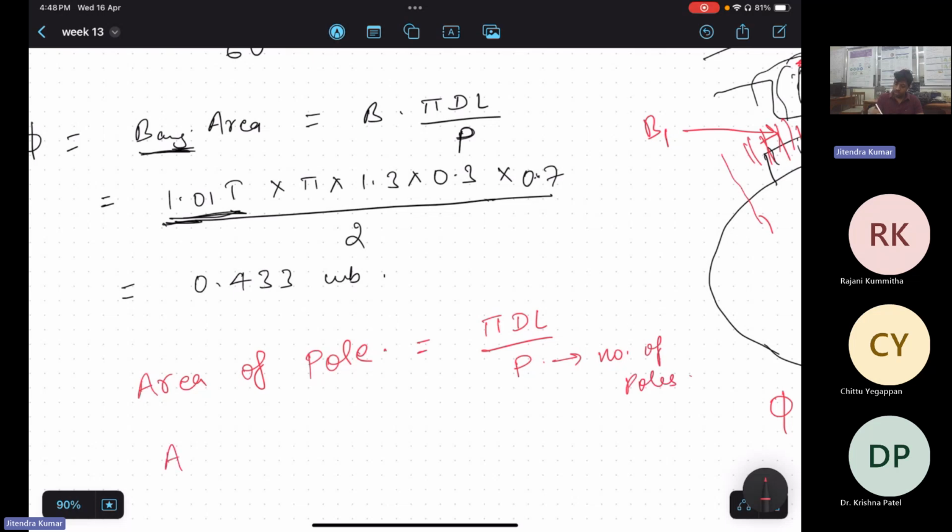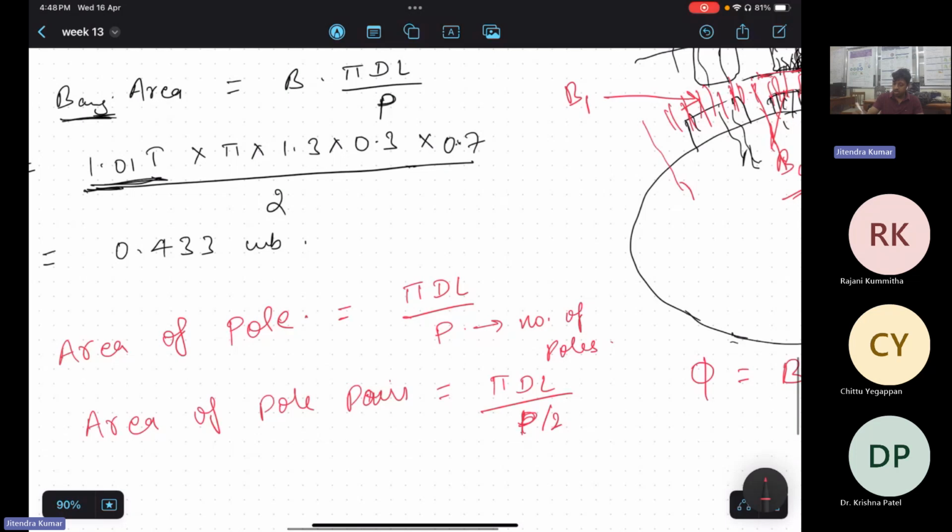If you are considering the area of a pole pair, then it is equal to pi dl by P by 2. So we are given all those values, dl divided by P. If you consider P by 2, then it is one for the pole pair.